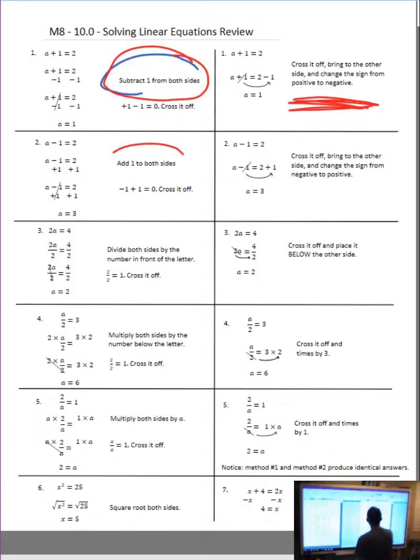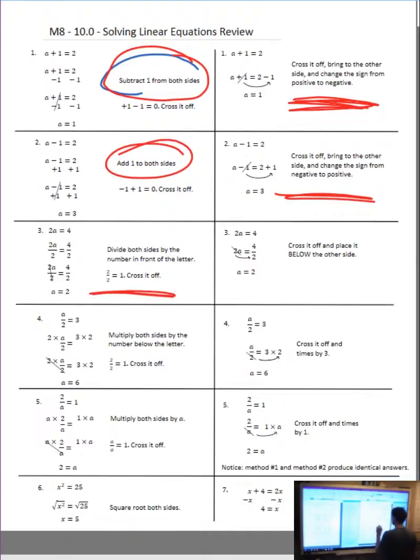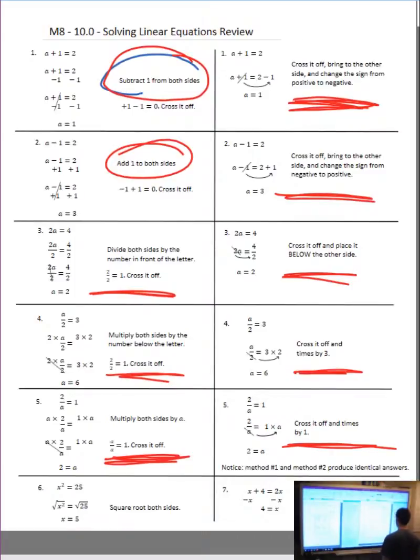So add 1 to both sides, no more. Bring it over. Divide both sides, no more. Bring it over. Multiply to both sides, no more. Bring it over. Cross multiply. Excuse me, times both sides? No, we're going to cross multiply.